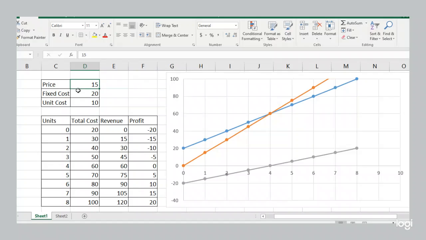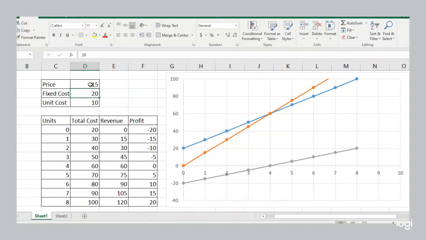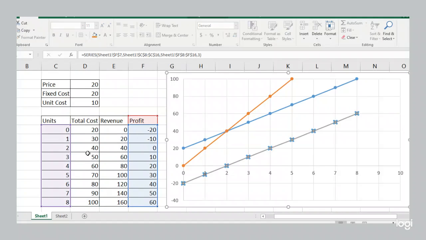Now what happens if our price is higher? If instead of selling it for 15, we're selling it for 20? Look at that. It doesn't change the blue curve. Let me show you again. 15 versus a price of 20. The blue curve stays the same. Our costs stay the same. But this orange curve is now steeper, right? Our revenue is steeper because we're making 20 instead of 15 with every sale. And the profit curve also became steeper, because the profit curve is the orange minus the blue. And now our break-even point is 2 instead of 4. There it is.